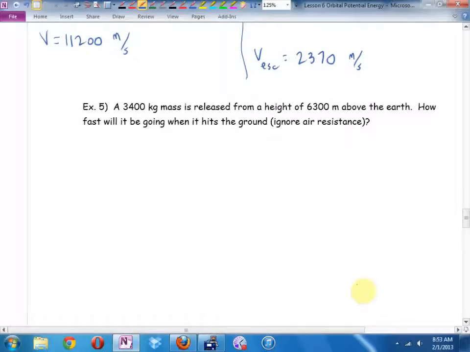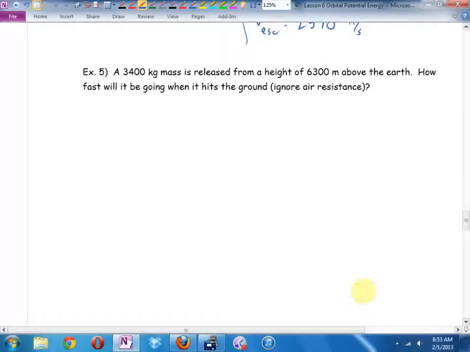Let's reverse the procedure. Instead of asking how fast to leave the Earth to go away, what if you come crashing into the Earth? How fast will you hit the Earth? This says a 3,400 kilogram mass is released from a height of 6,300 meters above the Earth. I think this is a typo, so we're going to say 63,000 meters above the Earth. 63 kilometers above the Earth. How fast will it be going when it hits the ground?